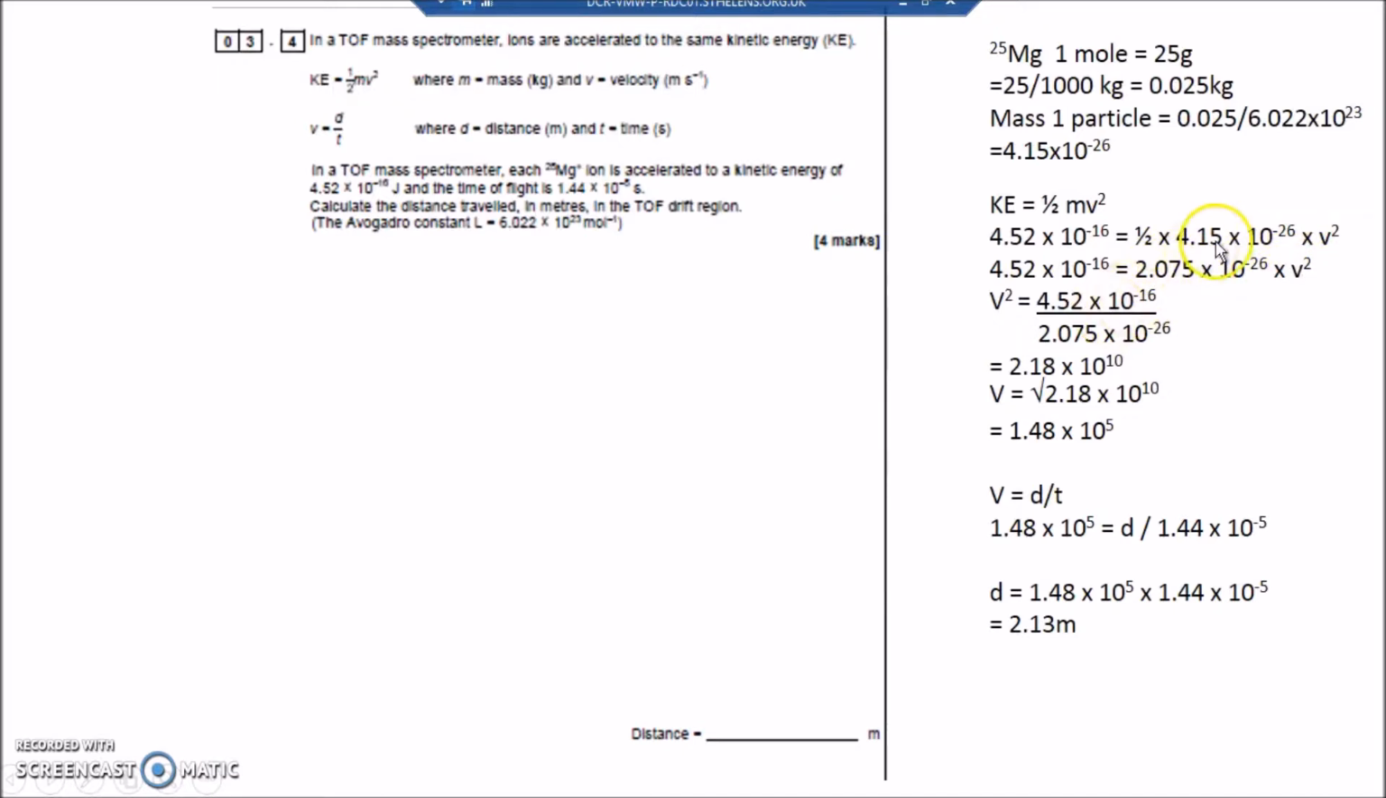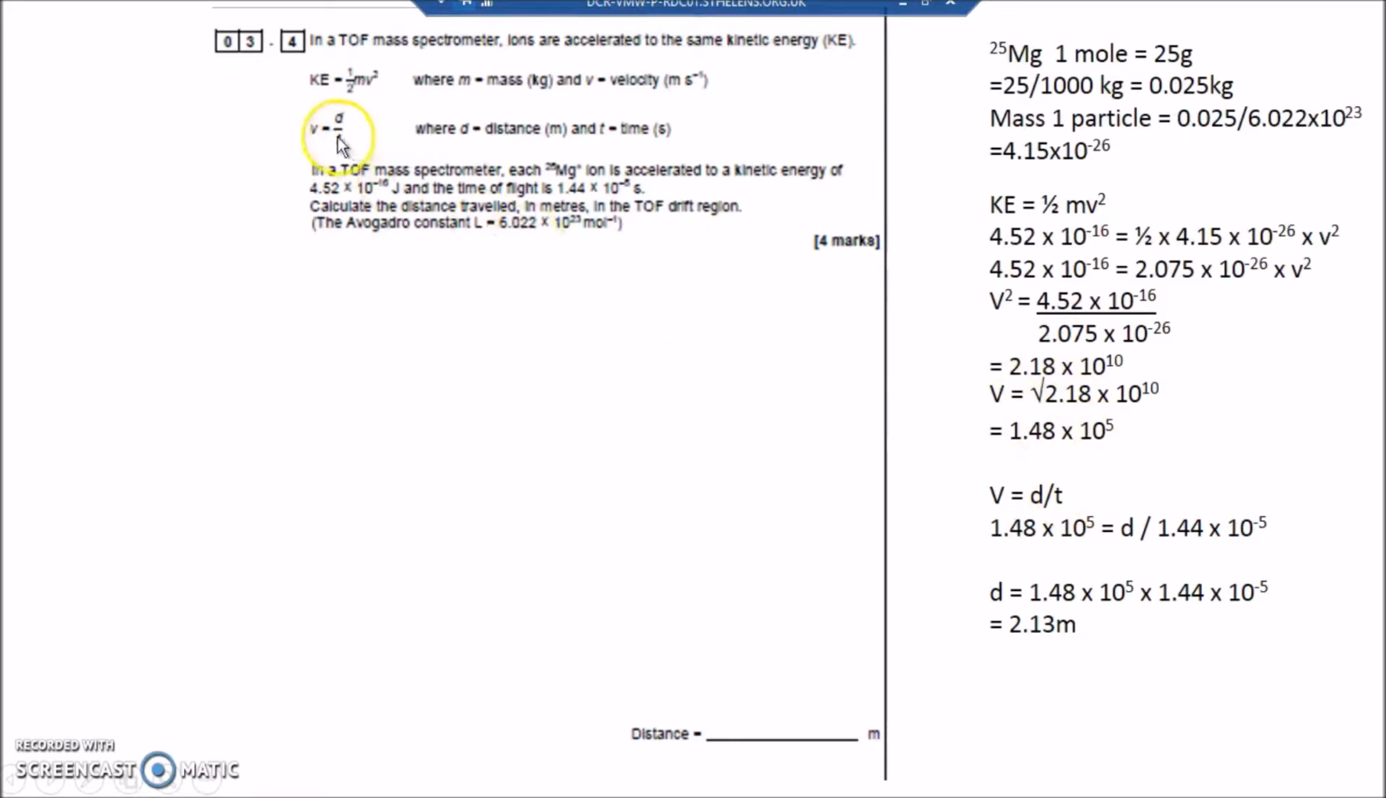Take this across onto the bottom, or divide, so take it across the equal sign and put it on the bottom. 4.52 times 10 to the minus 16 divided by 2.075 times 10 to the minus 26 is v squared. That equals 2.18 times 10 to the power 10. To get v, I square root it: 1.48 times 10 to the power 5.